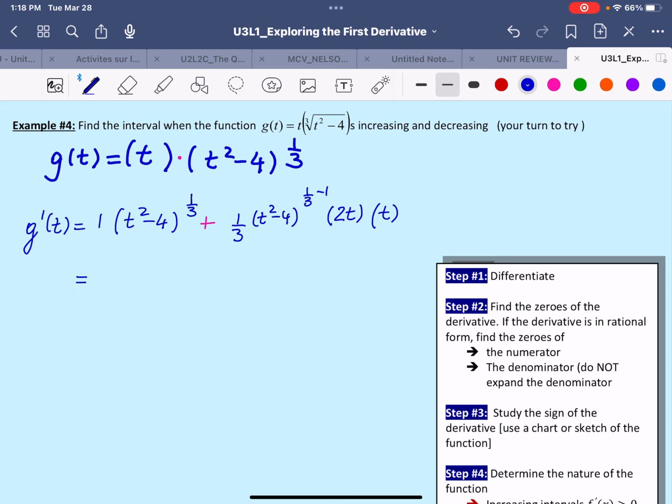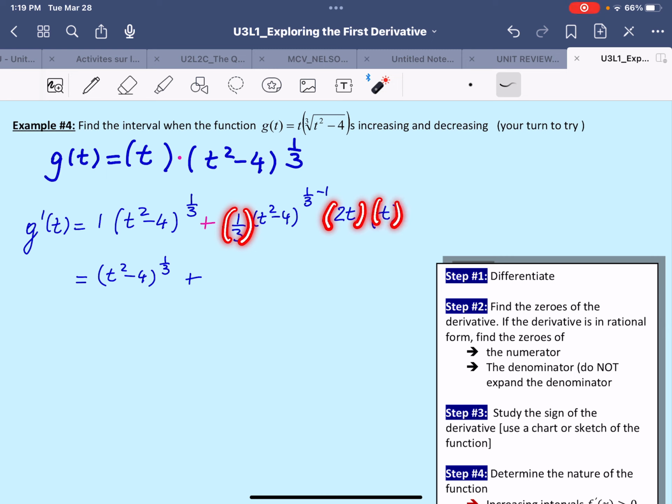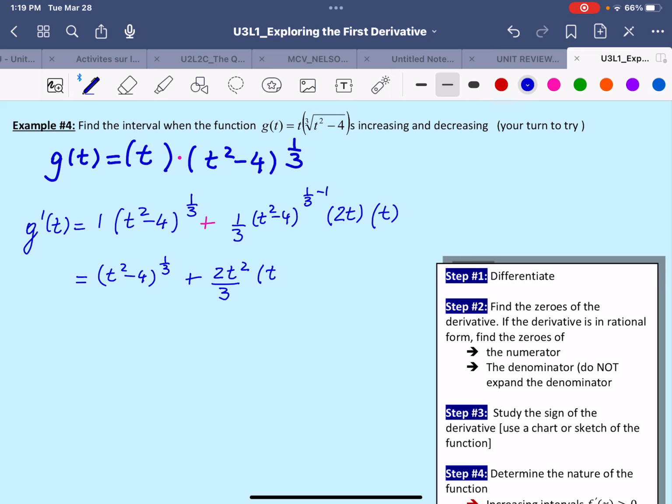So let's simplify. We have t squared minus 4 to the power of 1 over 3, and then plus. Now we can combine the monomials, so 1 over 3, 2t and t, will make 2t squared divided by 3 times t squared minus 4 to the power of, now 1 over 3 minus 1 is like taking away 3 over 3, so that will make it negative 2 over 3.